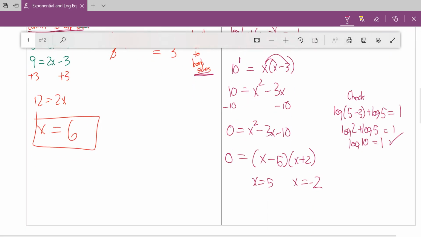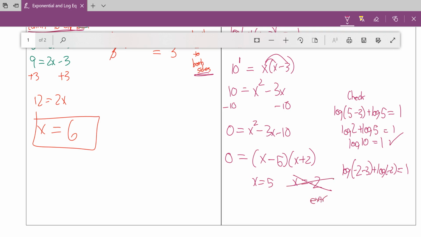So that works. But the second one, I have log of negative 2 minus 3 plus log negative 2. Log of negative 2 or negative 5 is undefined. So you can't do the log of a negative. So this is an extraneous solution. When you have these log equations, you do have to go back and check that the solutions you got don't require you to take the logarithm of a negative number, because that doesn't work.